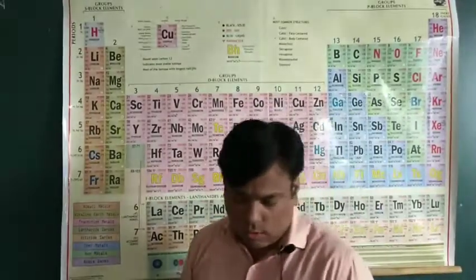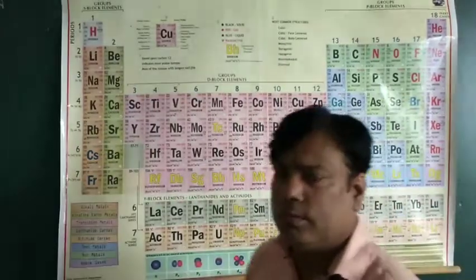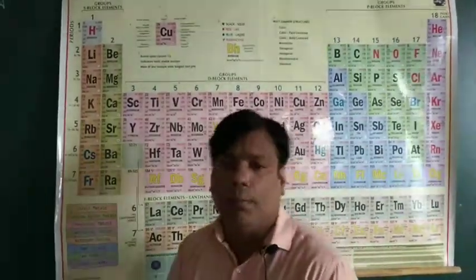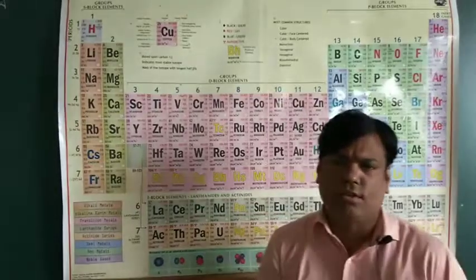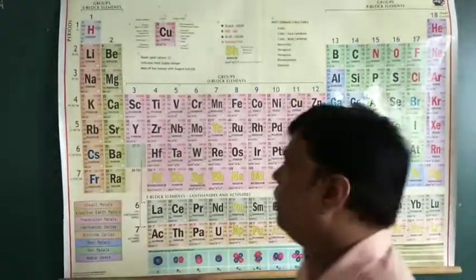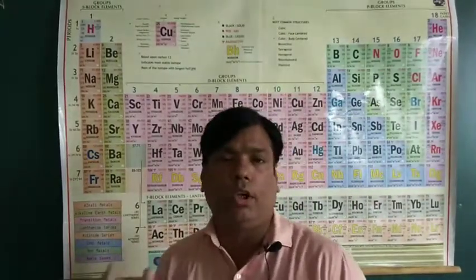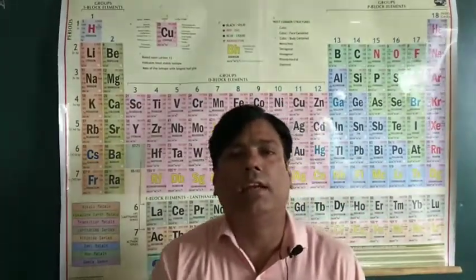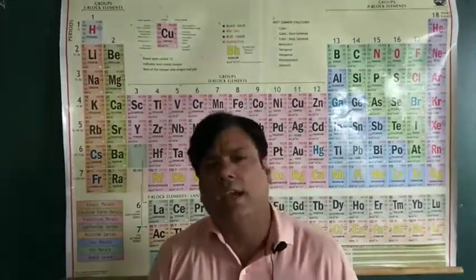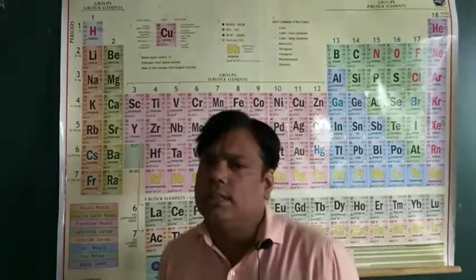And what about electronegativity? What is electronegativity? Electronegativity is the property of any element to attract electrons, right? And this electronegativity is inversely proportional to atomic size. If atomic size increases, electronegativity decreases. Or you can say, if electropositivity increases, electronegativity decreases.